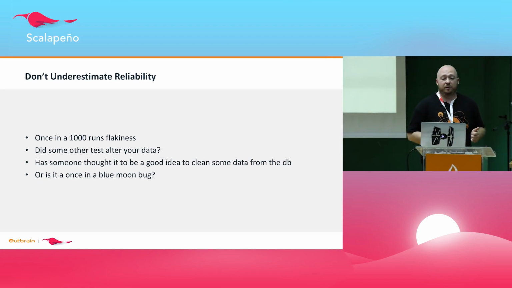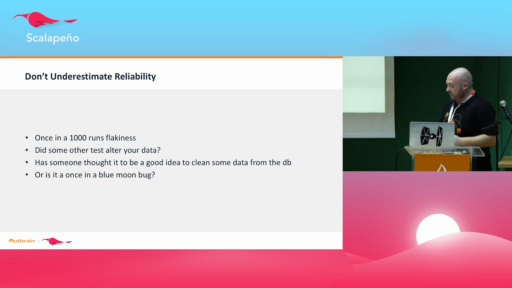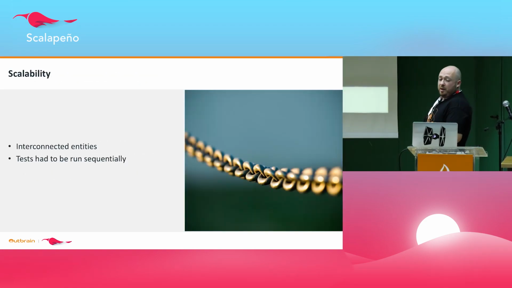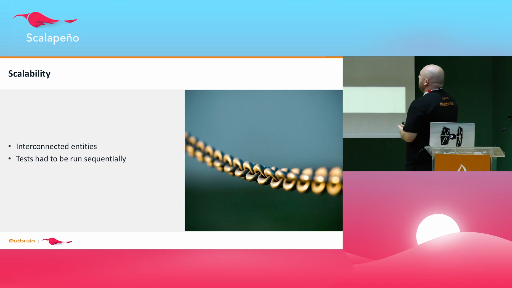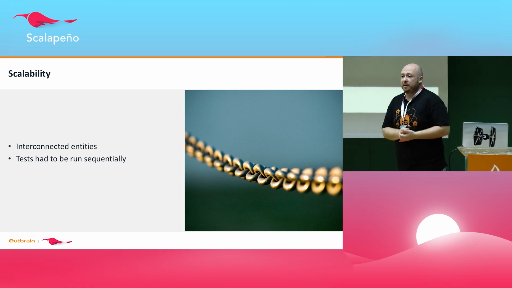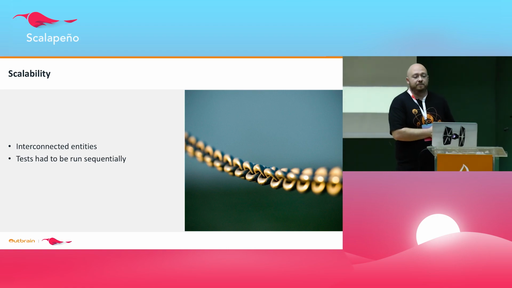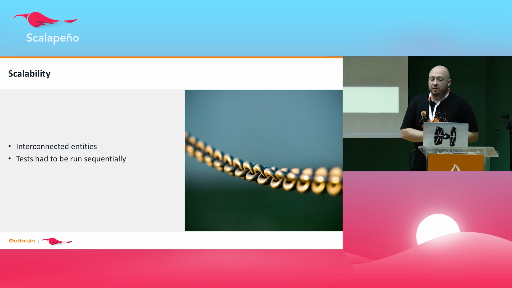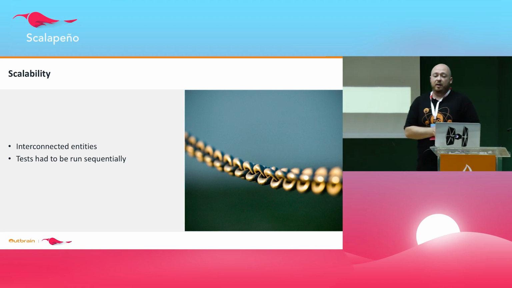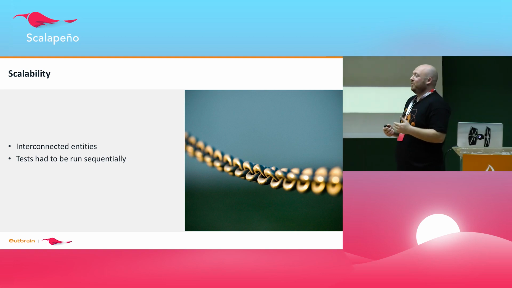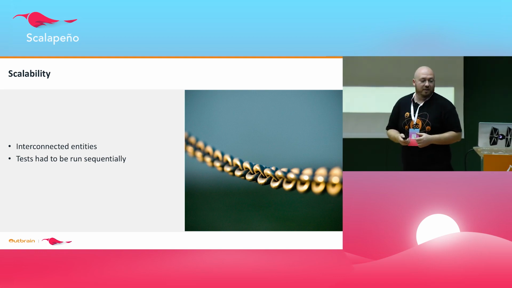That was the second point, reliability. The third and final point is scalability. Because we had interconnected entities and interconnected data, we couldn't run our tests in parallel. We had to run them sequentially. And running them sequentially, again, affects your time to run a test suite.